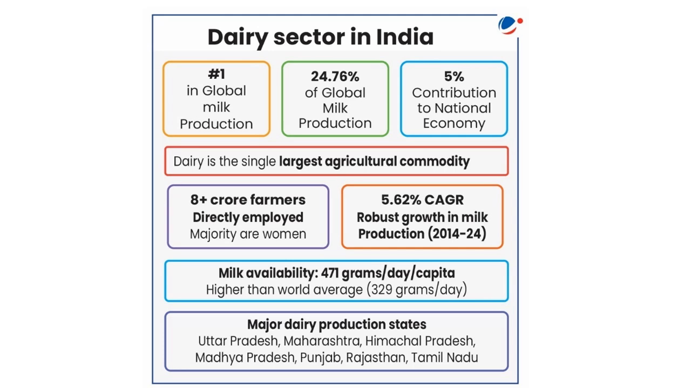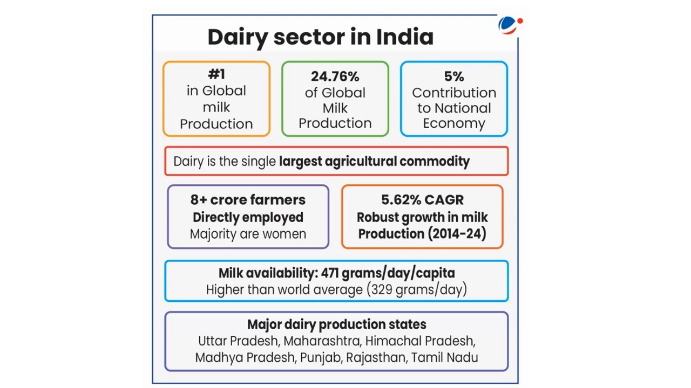Here we can see at a glance the dairy sector in India. For the last almost 28 years, from 1998, India is the number one milk producing country in the world. Secondly, almost 25% of the total milk of the world is produced in India, and 5% contribution to the national economy from the milk. Dairy is the single largest agricultural commodity now.